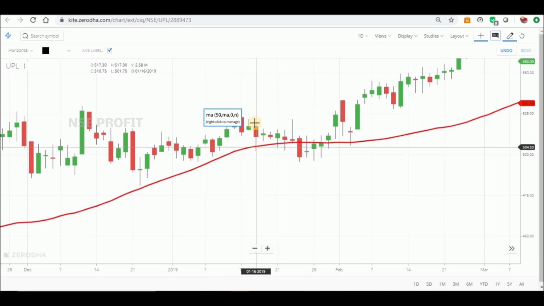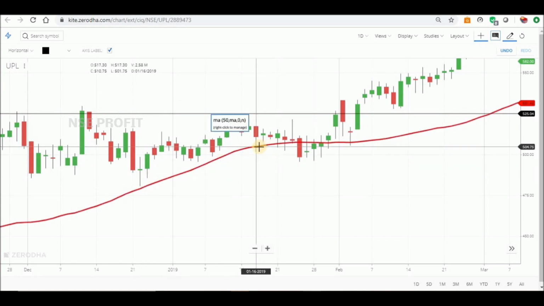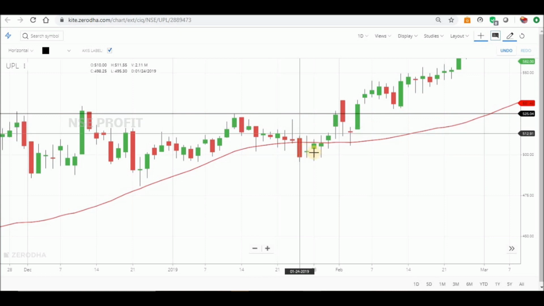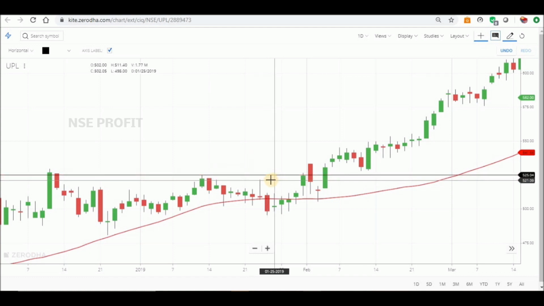Yeah, after touching this line, we'll be waiting here at the swing high point in order to buy this UPL. But from this point, it didn't reverse. In fact, it came halfway and again went back towards the moving average line, forming a new swing high here. So we shouldn't consider the old swing high, because there is a new swing high. Only the nearest one we have to consider.